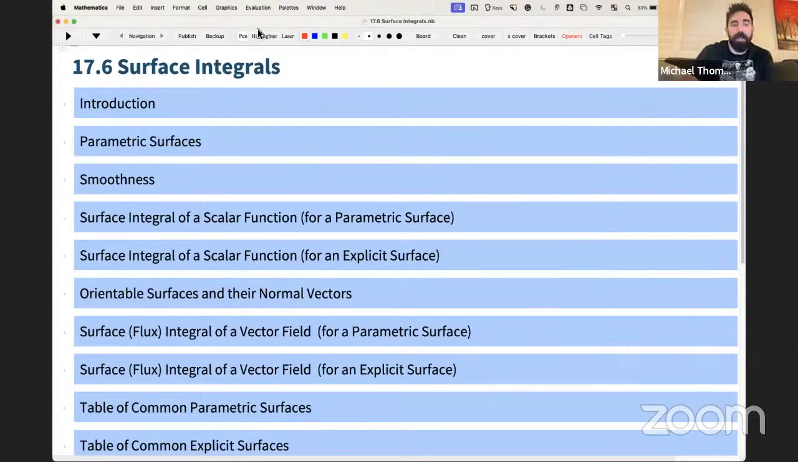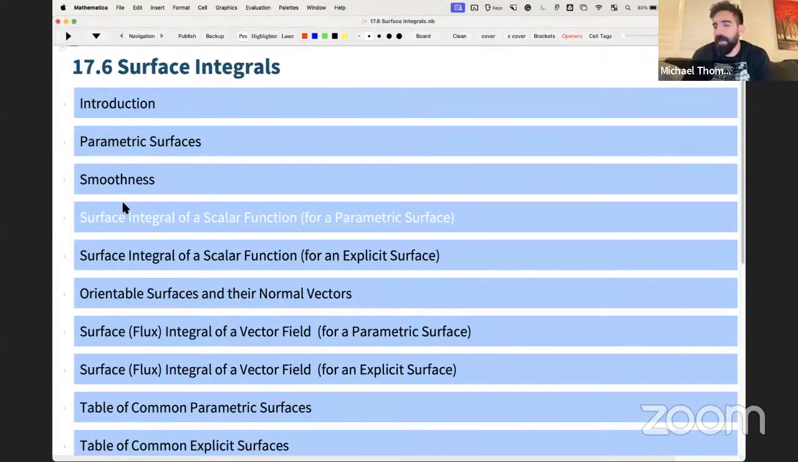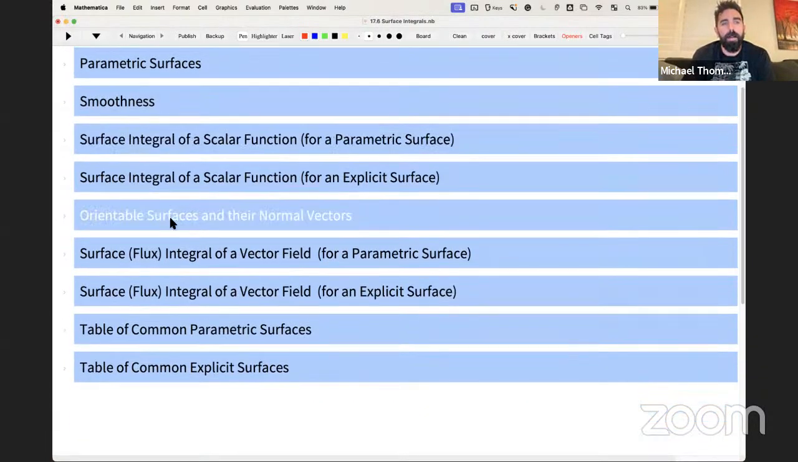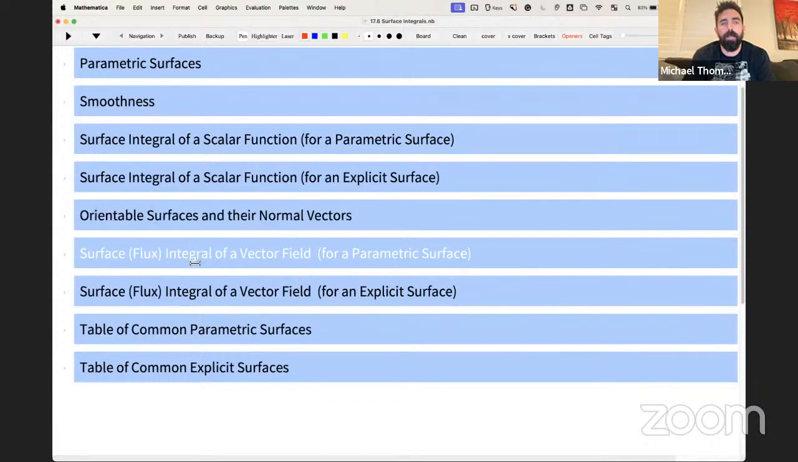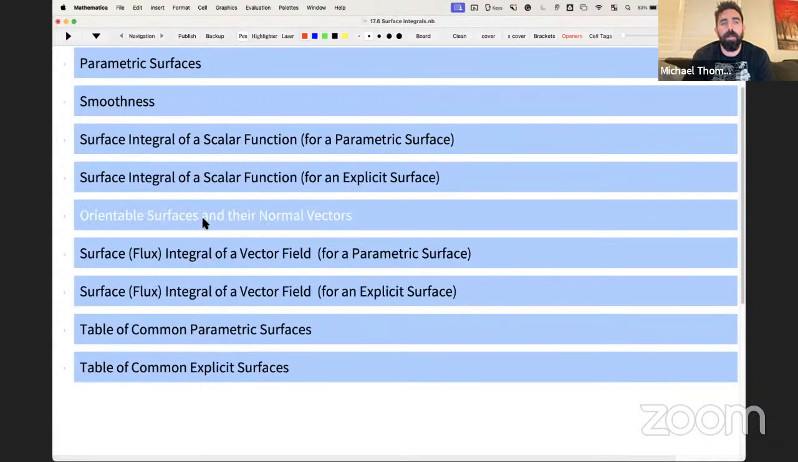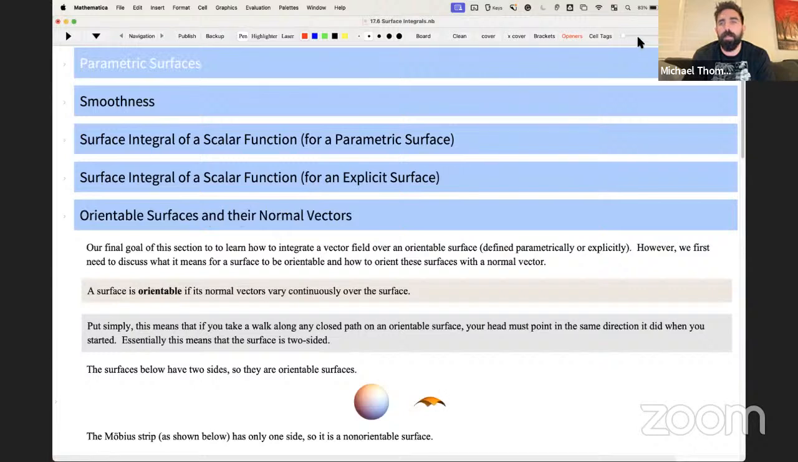All right, guys, I'm going to finish up section 17.6. We got through most of it, but we have some stuff to finish up at the end. So let's go through that. I finished lecture discussing orientable surfaces and their normal vectors. So I'm going to quickly go over that again just because it has a lot to do with the surface integrals that we're going to calculate below. So let me just remind you.